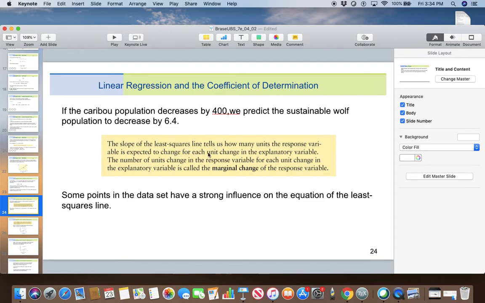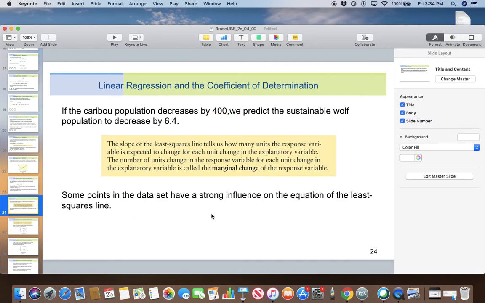The slope of the least squares line tells us how many units the response variable is expected to change for each unit change in the explanatory variable. The number of units change in the response variable for each unit change in the explanatory variable is called marginal change. What is marginal change? It is essentially the slope of your y hat line. Marginal change is the slope of the least squares line.